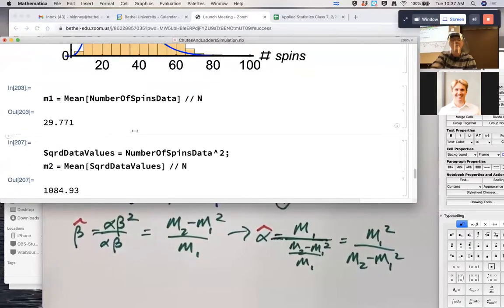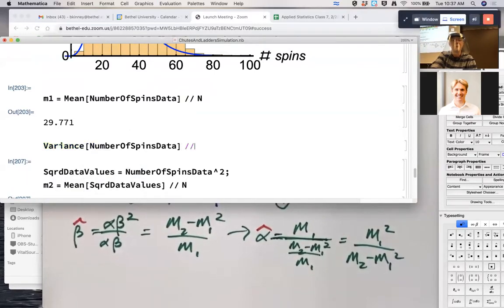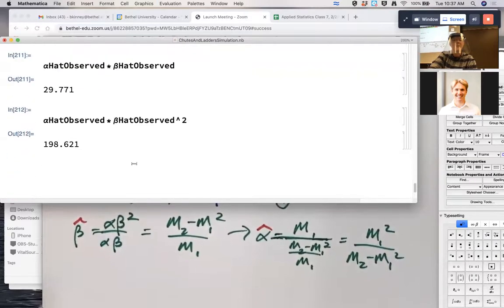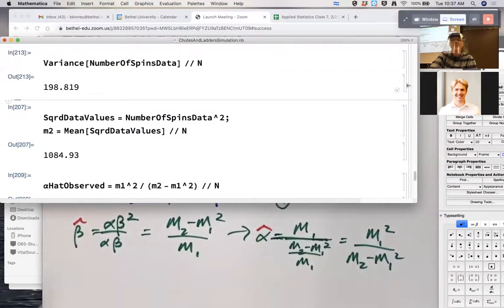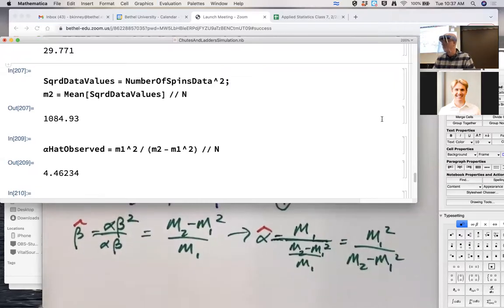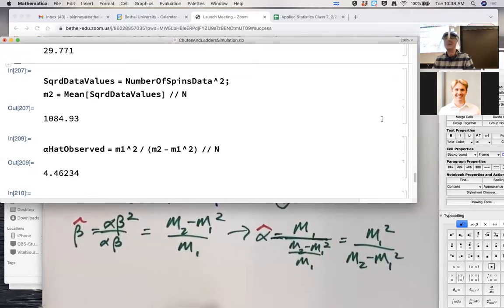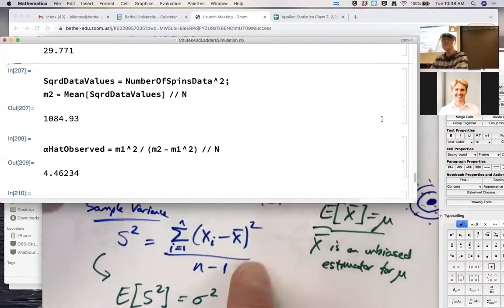I didn't compute that here. Variance, spins data. Okay, 198, it's not matching, let's see. Not matching exactly, probably for the same reason as before. So using these things is not necessarily providing unbiased estimates for the variance, at least. It's not the same as using this formula. It's using a different estimator for the variance that's not unbiased, it's biased.